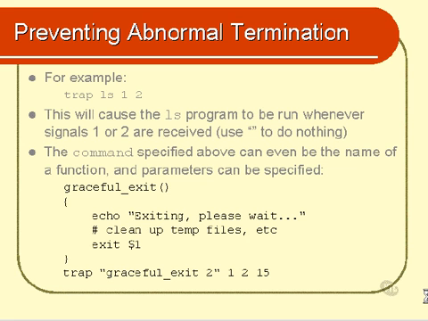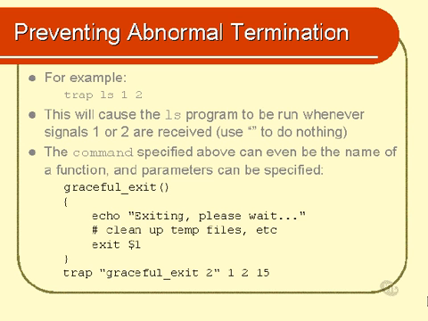So the last line on the example that you can see in front of you is that whenever I receive a signal 1, 2, or 15, I actually want to call graceful exit with a parameter of 2, and that 2 is going to be used by graceful exit as its exit status. So if you need to actually provide parameters to your command, you actually have to put the whole command inside double quotes. So I'll show you an example of all this in action.